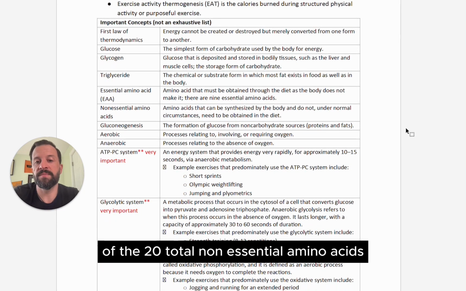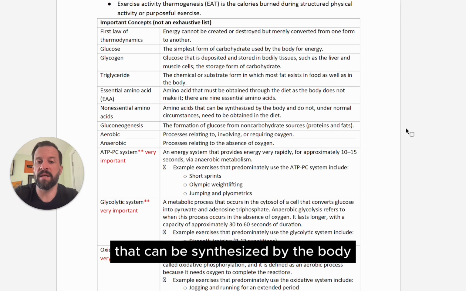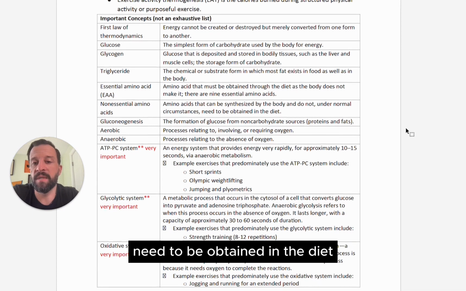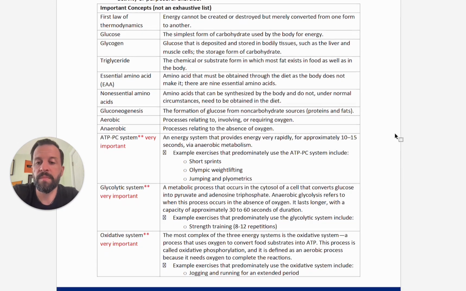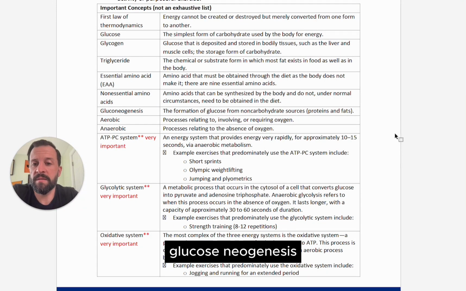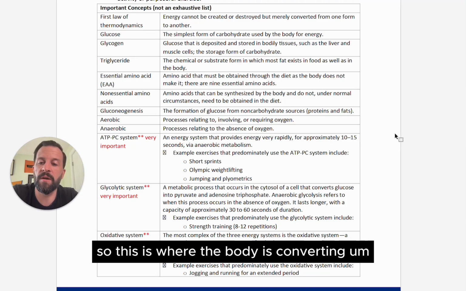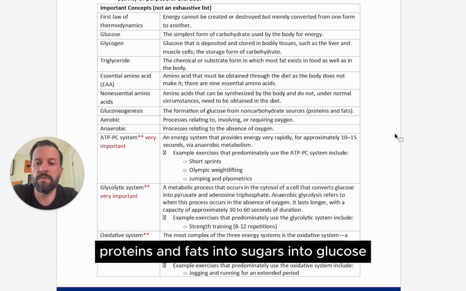Non-essential amino acids are amino acids that can be synthesized by the body and, under normal circumstances, do not need to be obtained in the diet. Gluconeogenesis is the formation of glucose from non-carbohydrate sources. So this is where the body is converting proteins and fats into sugars, into glucose.